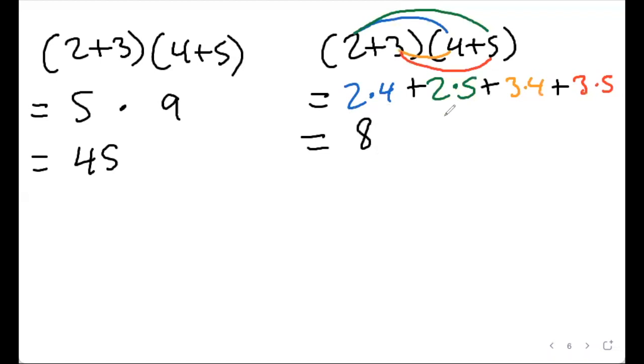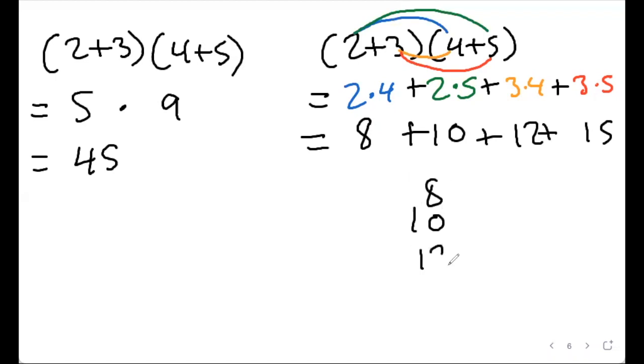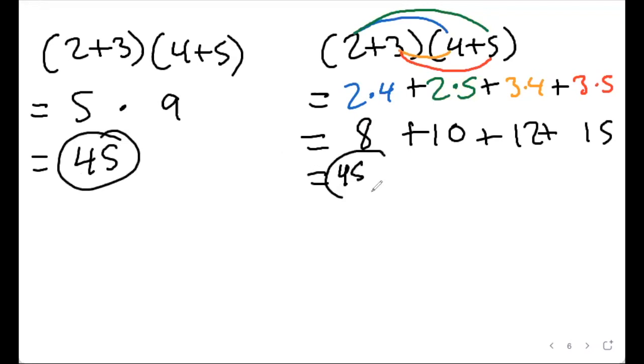2 times 4 is 8. 2 times 5 is 10. 3 times 4 is 12. 3 times 5 is 15. I guess I'll write it like this. So this is 15, carry the 1, 45. So we get 45, which is what we got here. We got the same answer. This crazy way of doing the problem works.